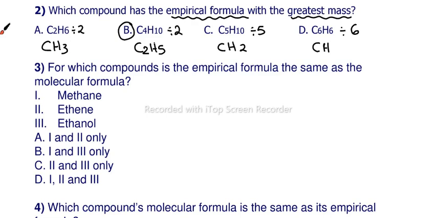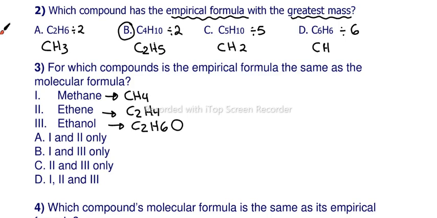Question number 3. For which compounds is the empirical formula the same as the molecular formula? If you look at the options, they gave me the name of the organic compound. After taking Organic Chapter 10, you will be able to write down the chemical formulas of each. So for the methane, it is CH4. For the ethene, it is C2H4. And for the ethanol, it is C2H6O.